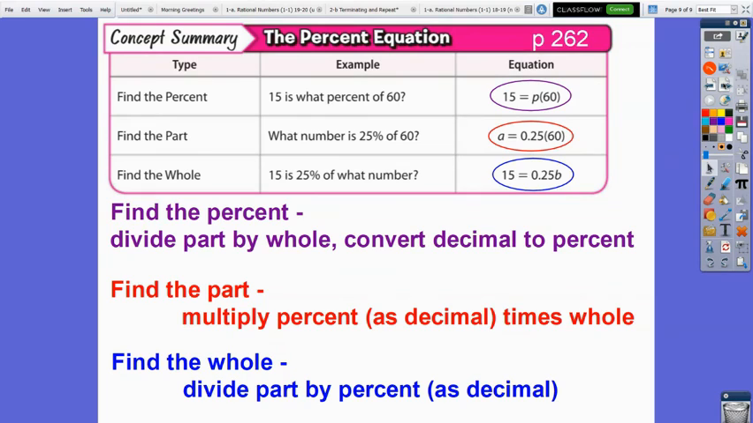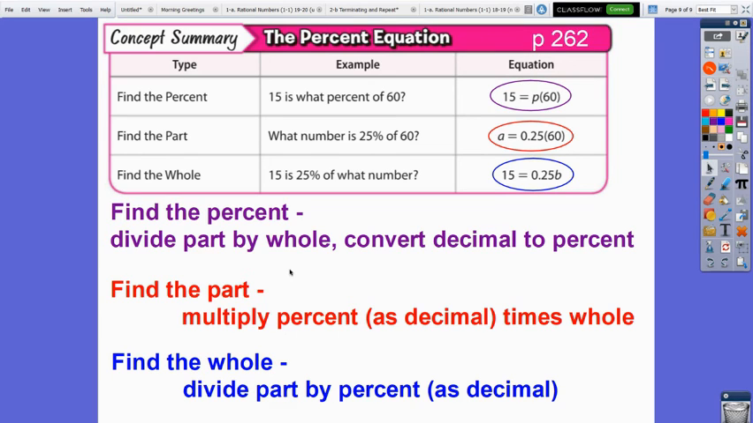That's the percent equation. So now you're saying to yourself, oh, man, this is way easier. And it is way easier. I always use part divided by whole to find the percent, and then convert the answer from my calculator to percent. To find the part, multiply the percent as a decimal times the whole. To find the whole, divide the part by the percent as a decimal. And this one, it's kind of harder to remember. I think these first two, finding the percent and finding the part, are much more intuitive, right? Much more intuitive as to what you're supposed to do with the numbers.